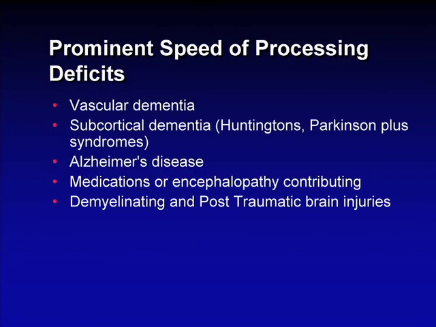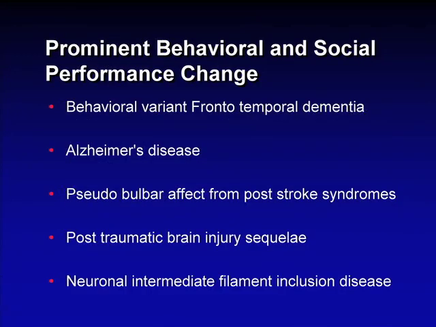And all of these things can have concomitant language problems associated with them. Speed of processing deficits are commonly noted in vascular dementia and subcortical dementia, including Huntington's and Parkinson's plus syndromes, in AD again, medications, encephalopathy from medical illnesses, and demyelinating and post-traumatic injuries. So being aware of the different varieties of etiologies when you notice something is important to figure out the next step.